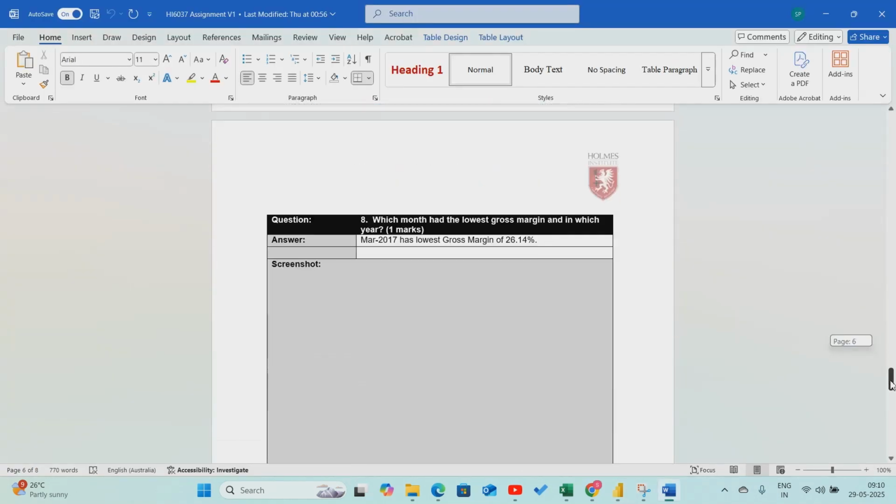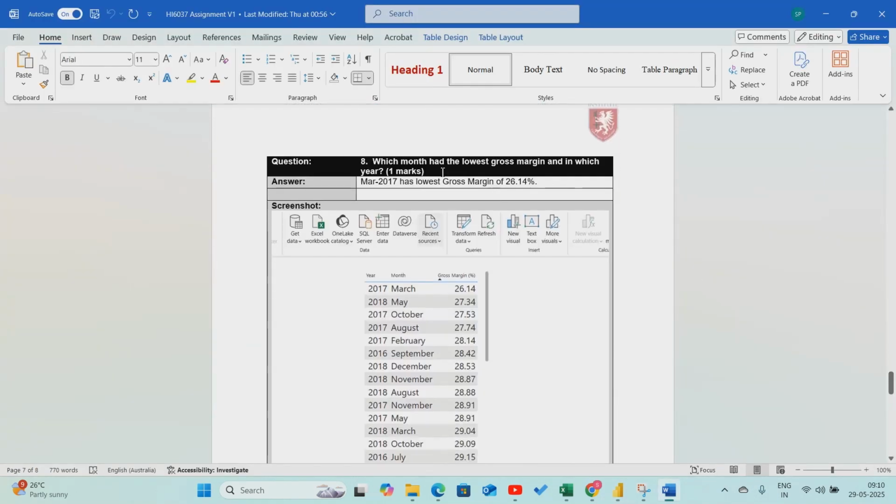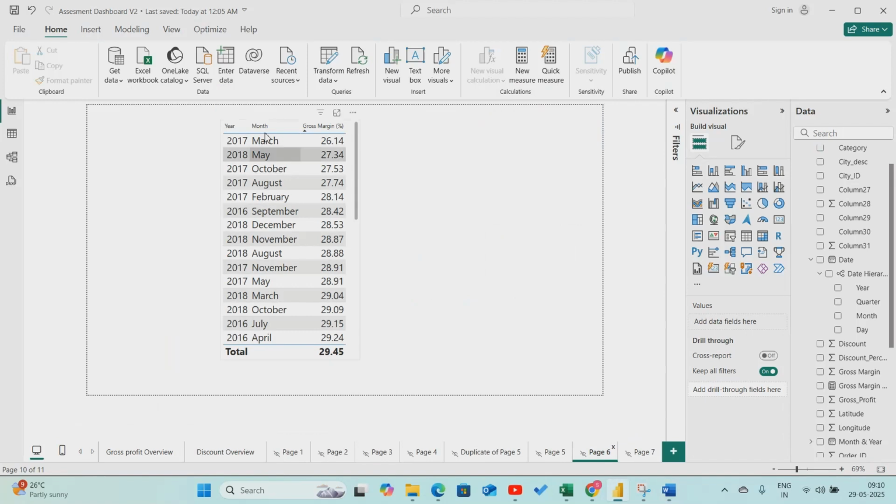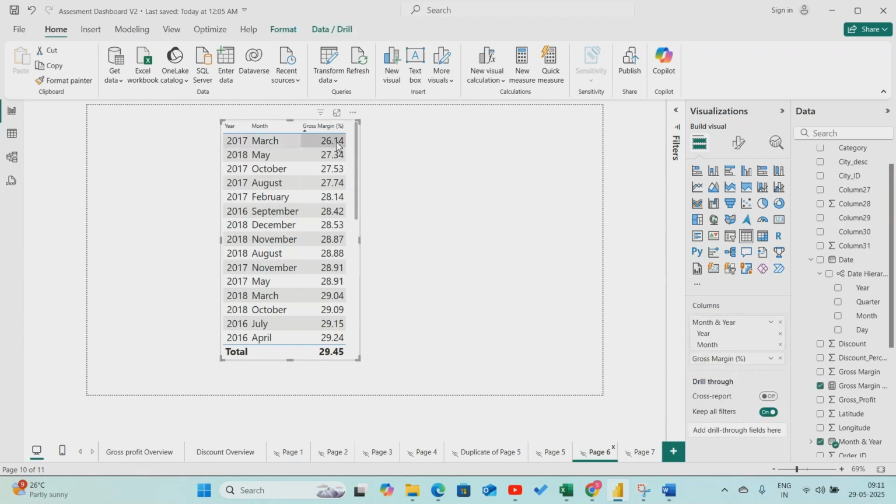Let's go to the next question. Question number 8. Which month had the lowest gross margin and in which year? If you remember, initially we calculated the gross margin. Using a simple table chart, here we can easily see that March 2017 had the lowest gross margin of 26.14%.